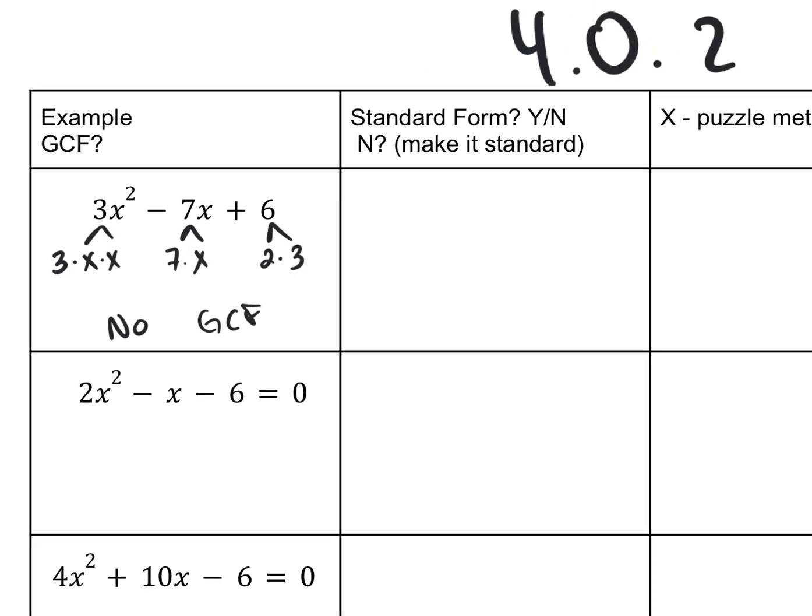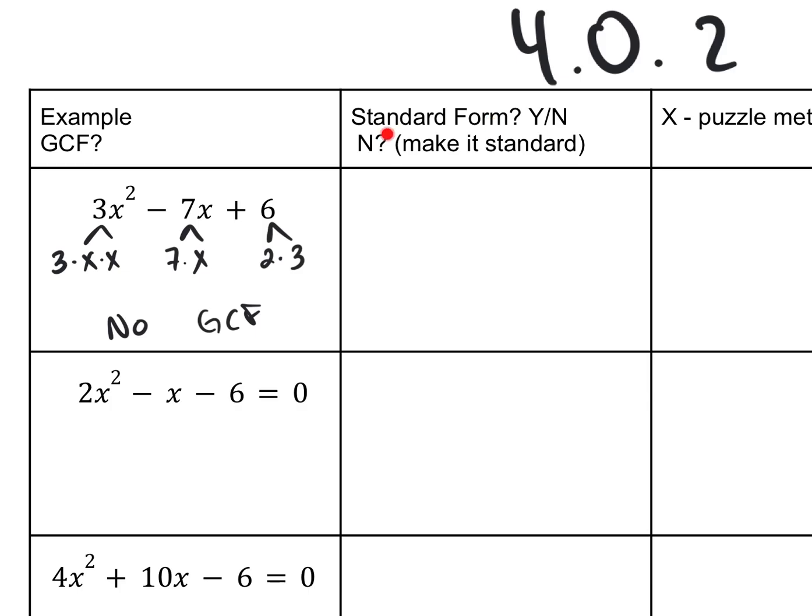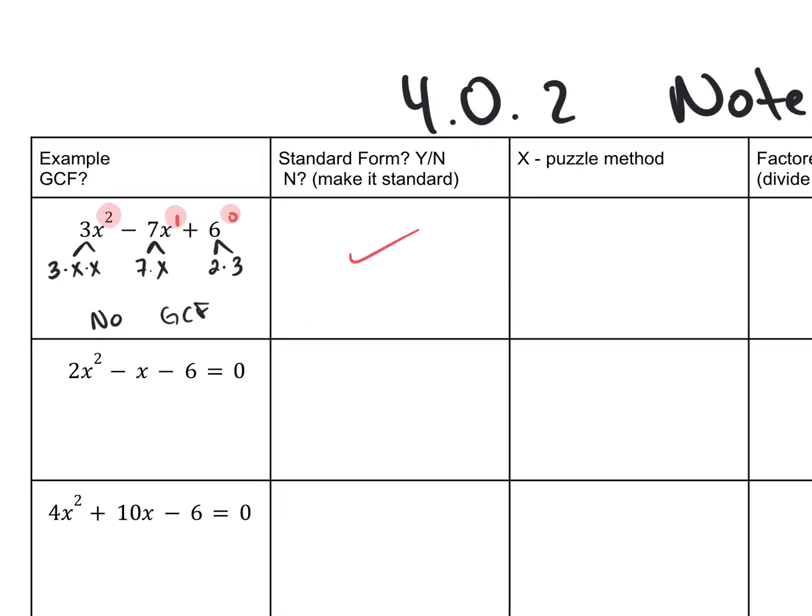And then I go to my next step. Do I have standard form? If not, I need to make it standard form. Well, standard form looks at your exponents to be getting smaller. Here I have an exponent of 2, then 1, and then nothing. So they are getting smaller. That means I do have standard form. Now I can move on to the X puzzle.